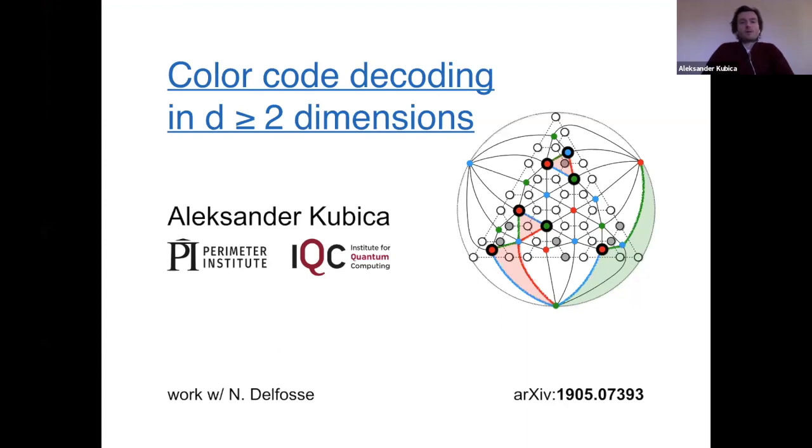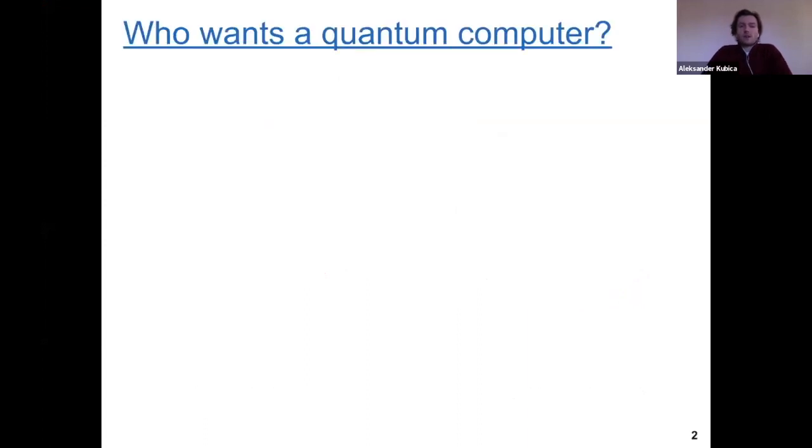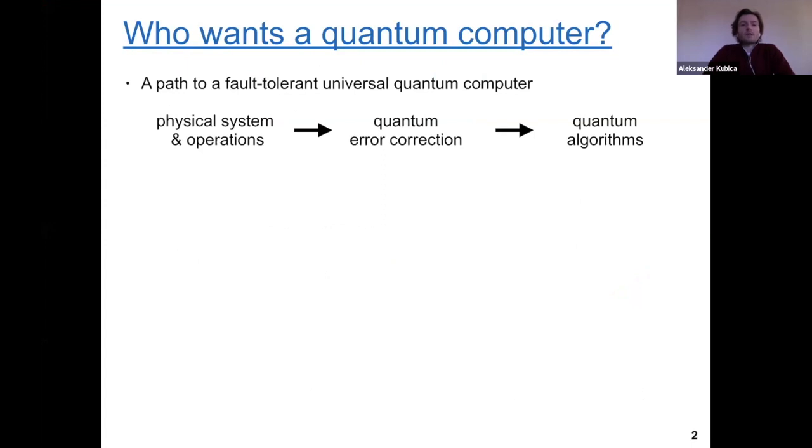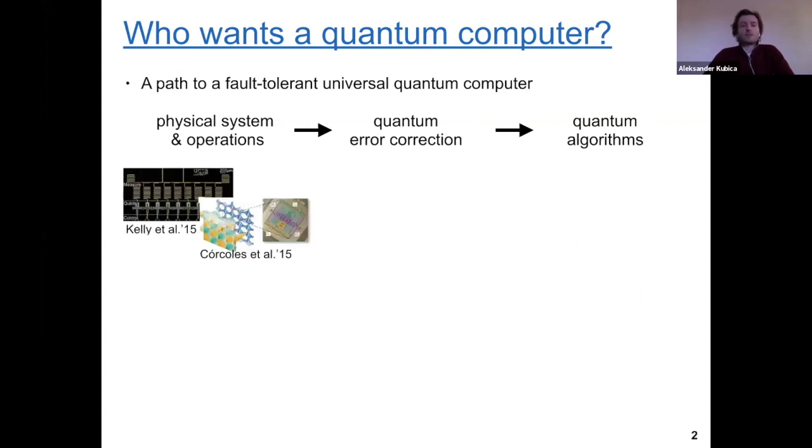Today I'll be talking about color code decoding, and this is joint work with Nicolas Delfosse at Microsoft. So let's get started. Our community wants to build a quantum computer. However, it's a difficult task. And I want to think about the process of arriving at a fault-tolerant universal quantum computer as a multi-stage process. First, we need to identify physical systems which we're going to base our architecture on. So for instance, superconducting qubits.